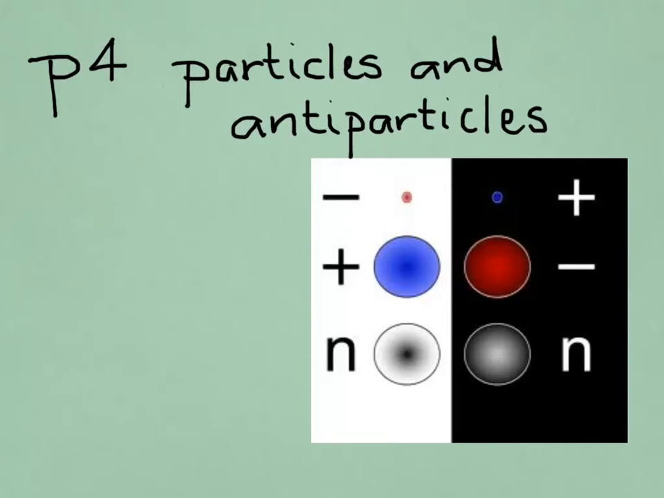P4, particles and antiparticles. In this diagram here, we've got some normal particles, so this represents an electron, a proton, a neutron. On the dark side, we have their antiparticles, so an anti-electron, also known as a positron, an anti-proton, and an anti-neutron. There are various ways of representing them, but that's quite a nice way, black and white.